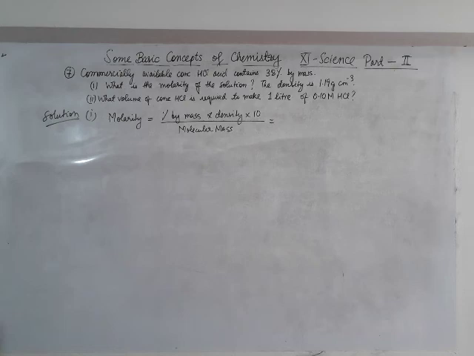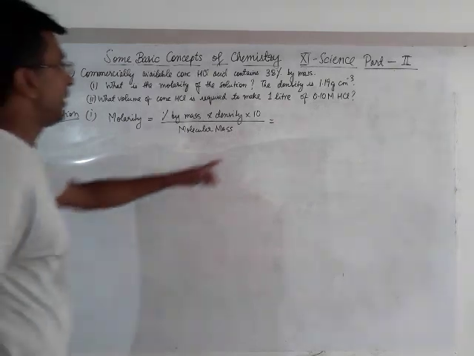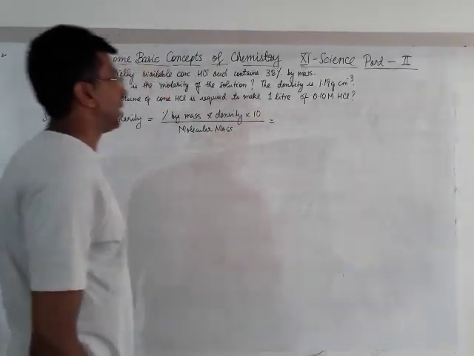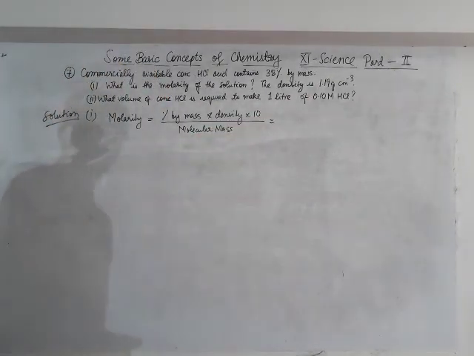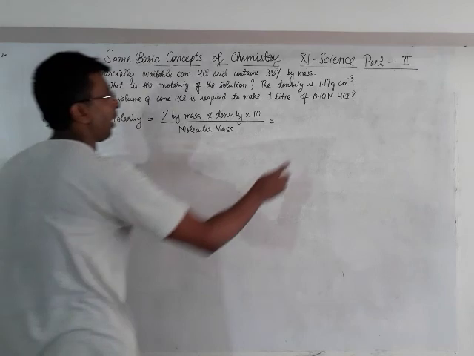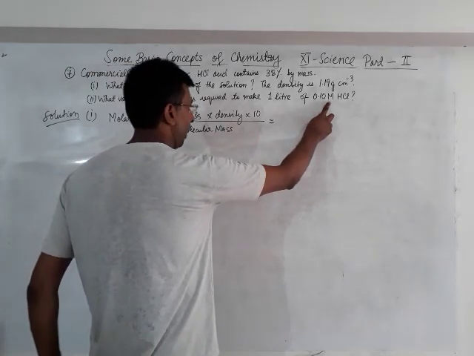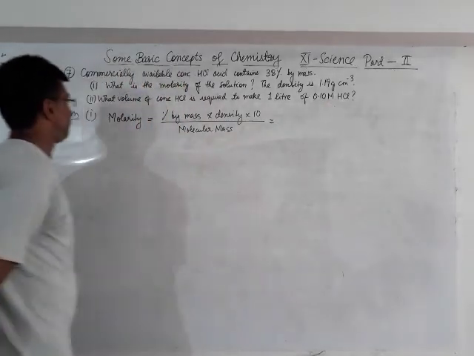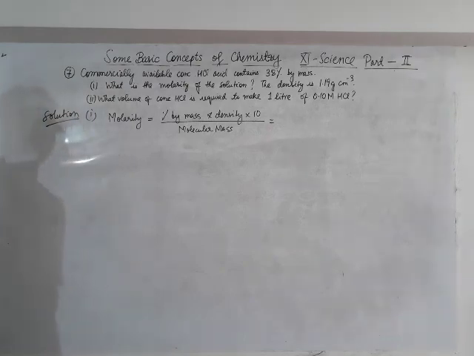Commercially available concentrated hydrochloric acid contains 38% by mass. Subpart 1. What is the molarity of the solution? The density is 1.19 gram per centimeter cube. And subpart 2. What volume of conc HCl is required to make 1 liter of 0.10 m HCl solution? Now please copy this question.